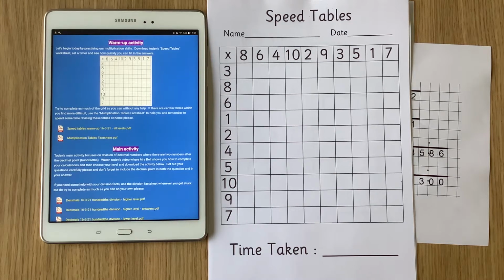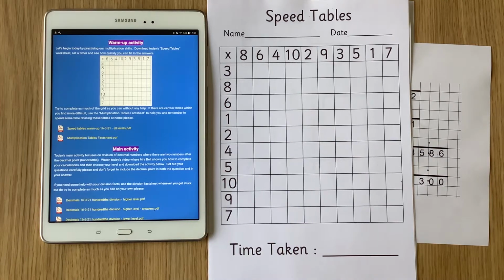If you find your tables a little bit harder, then do what you can and then download the multiplication tables fact sheet from the website and use it to help you if there are some questions on which you really get stuck. But P6, please keep revising those tables at home.